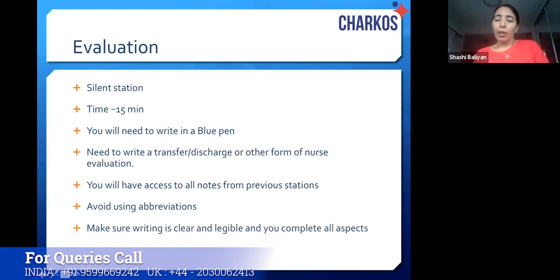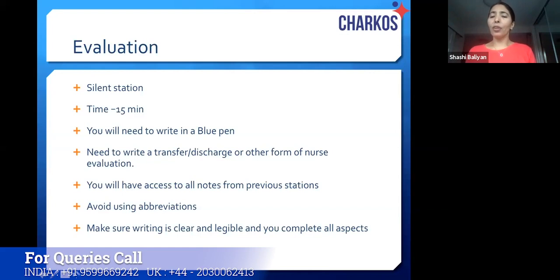Then we come to evaluation. Now, evaluation is again the silent station. You will get 15 minutes for that one. Over here, you will be given a blue pen to write with. The reason for the blue pen is that in this station, you will get all the papers of your previous station. So you are going to write, for example, a transfer letter or a discharge summary.